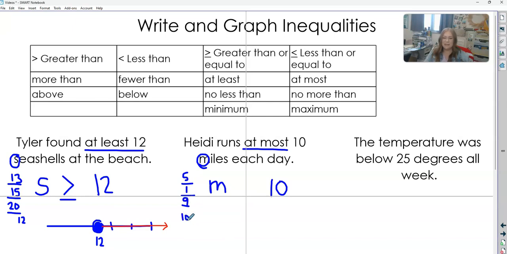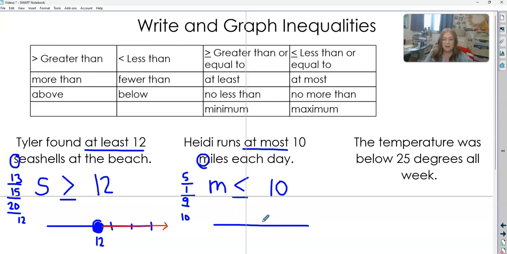Can she run 10? Yes, that's the most she could do. So she could run 10. We're always asking, can it equal that number? So all of these are less than. The miles she runs is less than 10, but it could be equal. That's right. The little side points to the little numbers.